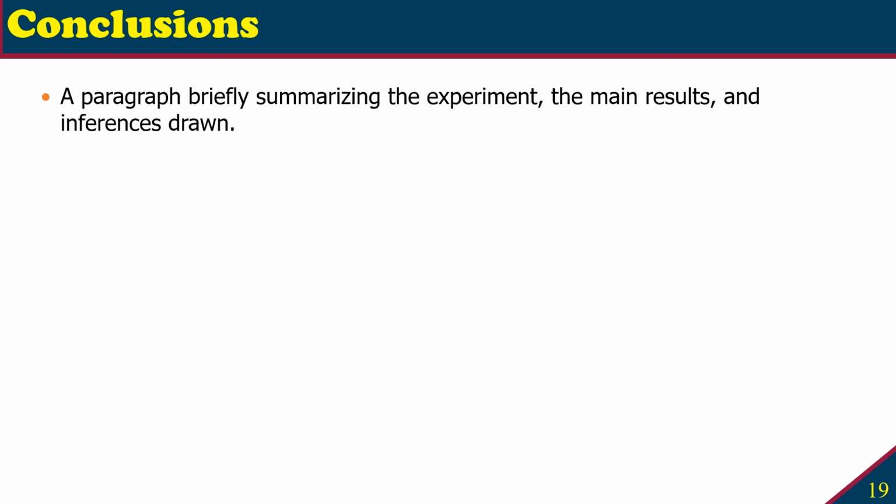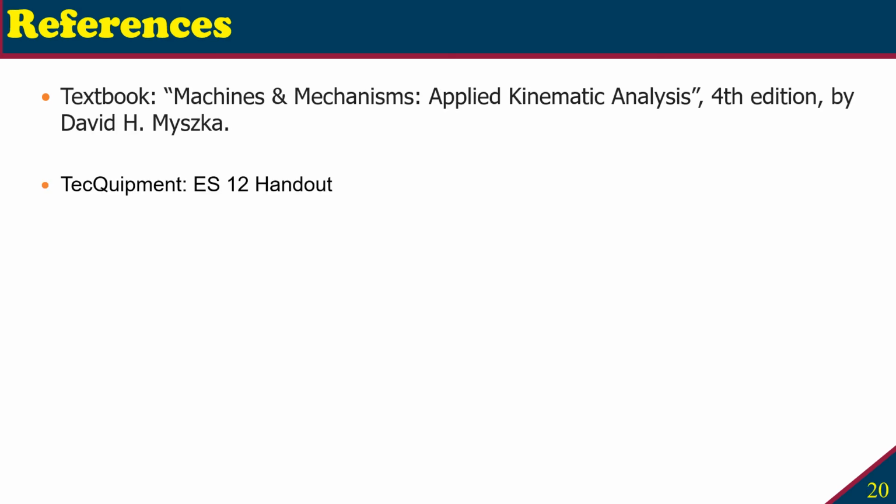Finally, we come to our conclusion part, where you're going to write a brief paragraph summarizing the experiment that you have performed, all four tests, the main result, and the comparison. Maybe you can present it in a table, along with any inference that you have drawn or any decision you're going to propose from the test. And these are the references: this is our textbook and the Tech Equipment ES12 handout that we have used.